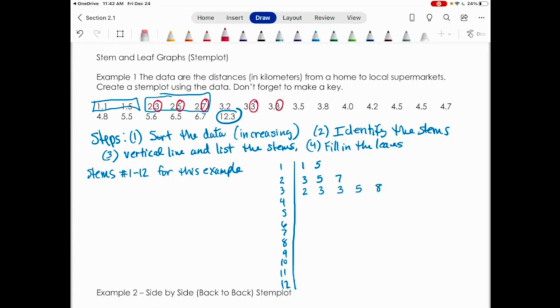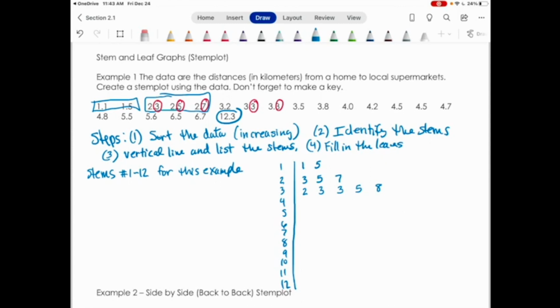Now, even though I have a leaf that is listed here twice that's the same, I still need to list that twice in my leaves. So I want to make sure that if there are multiple digits that are the same, I still have that same number of digits in my leaves. So make sure you count those multiples.